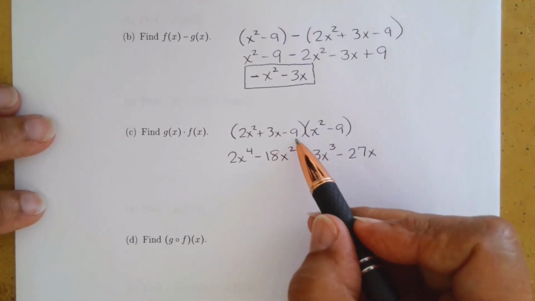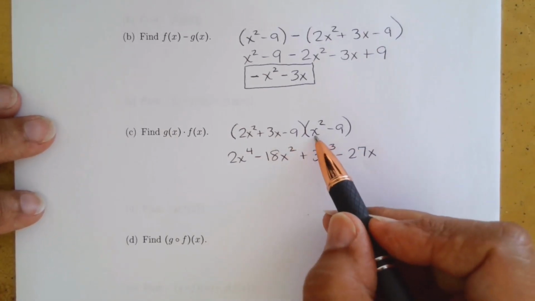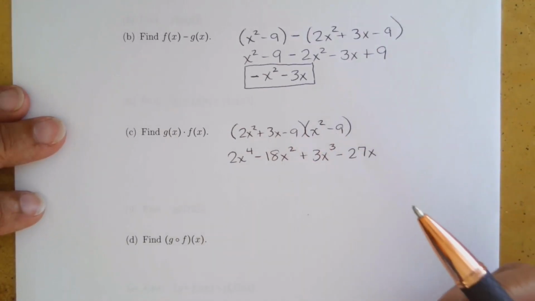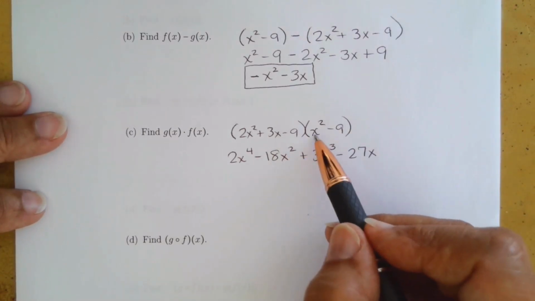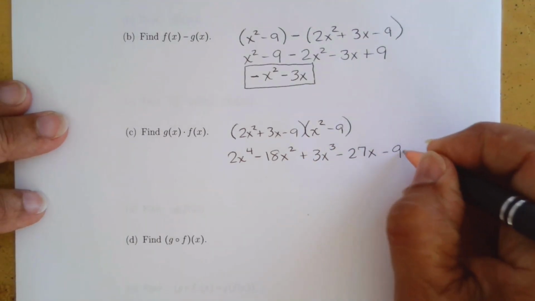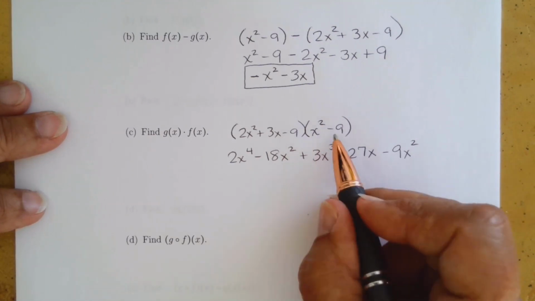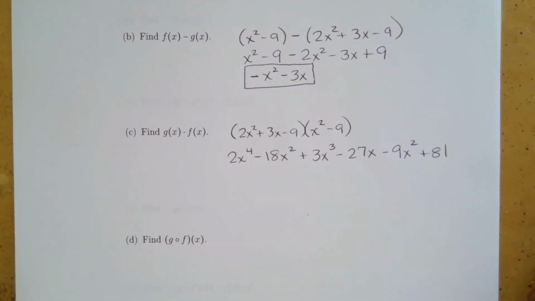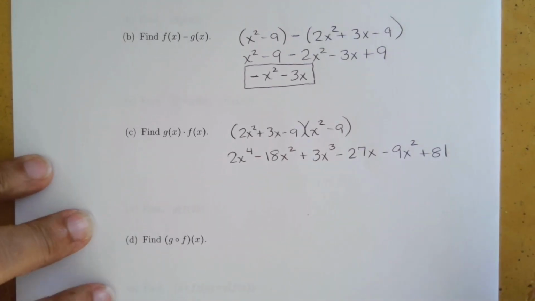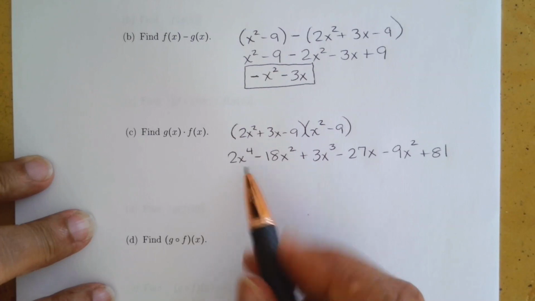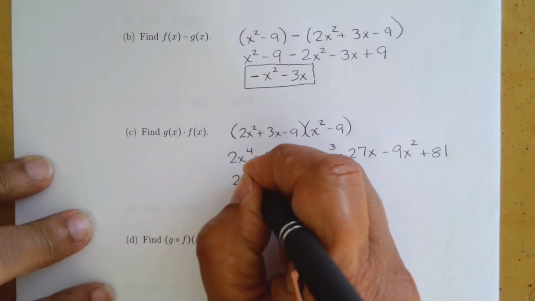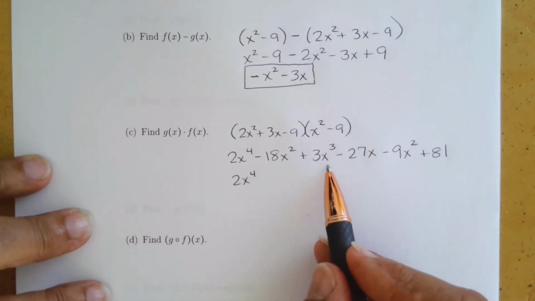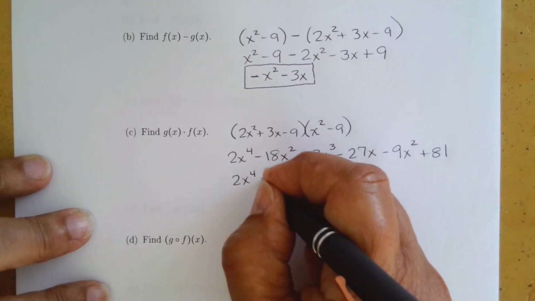And lastly, I'm going to multiply negative 9 times x squared and negative 9 times negative 9. So negative 9 times x squared is negative 9x squared. Negative 9 times negative 9 is positive 81. So I've got to look for some like terms, and I'm going to put these in descending order. I don't see anything else to the 4th power, so that's it. I only have 3x to the 3rd power.